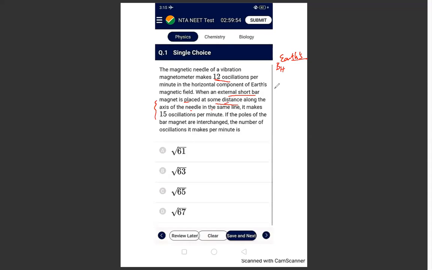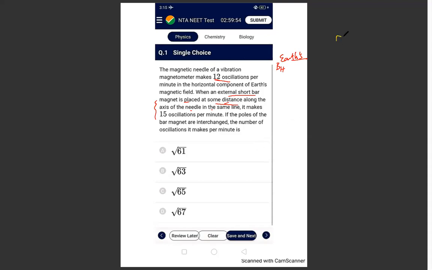We are going to discuss, in fact, three cases. In one case, it makes 15 oscillations per minute. And in the second case, if the poles of the bar magnet are interchanged, that means reversing the poles or changing the polarity, let's see what happens to the number of oscillations it makes per minute. That means we are required to find the frequency.